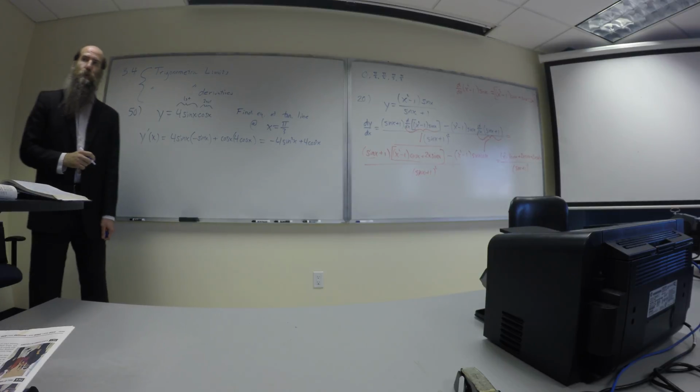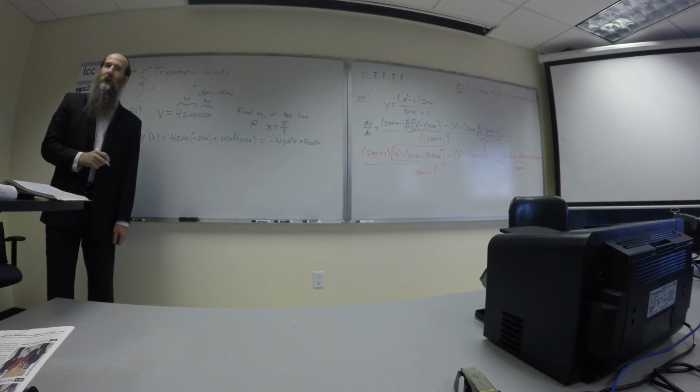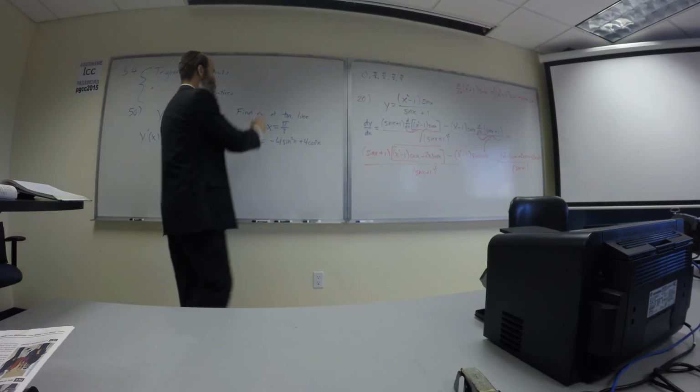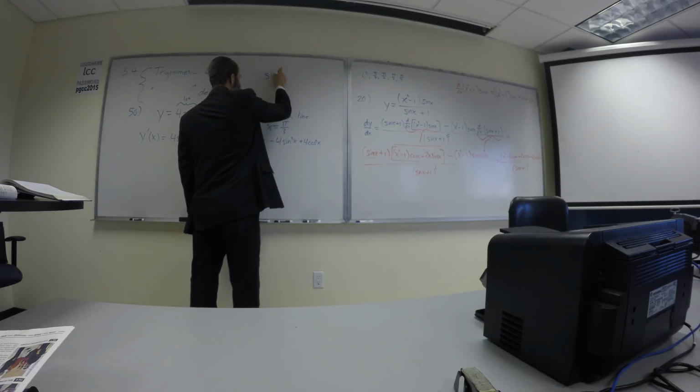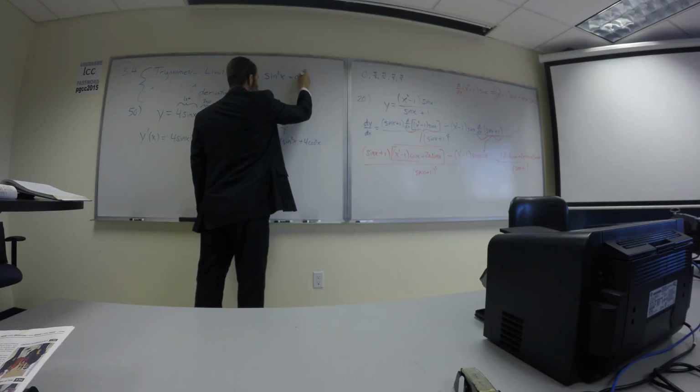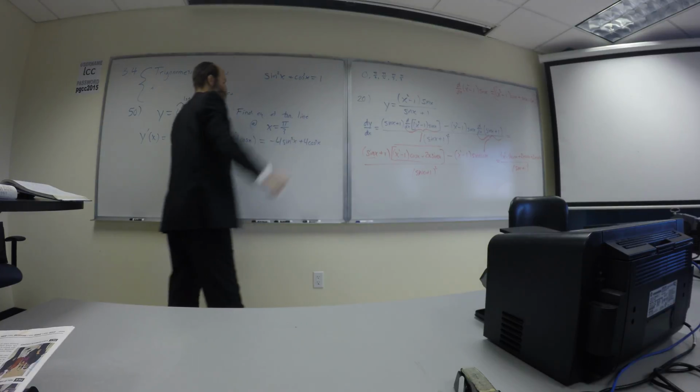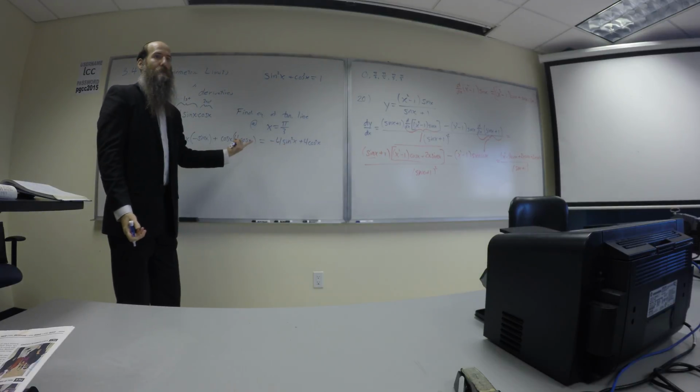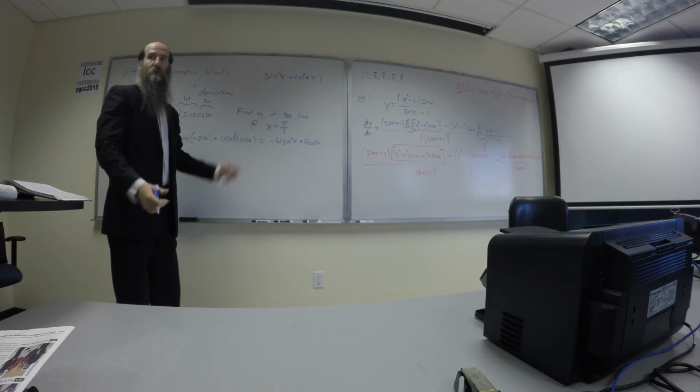I cannot use a Pythagorean identity, right? What's the Pythagorean identity? Sine squared plus cosine squared. Why can I not use it? Because here sine squared is negative, right? Yep. So I can't use it. What do you say?